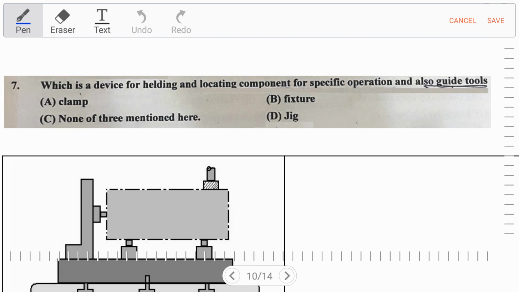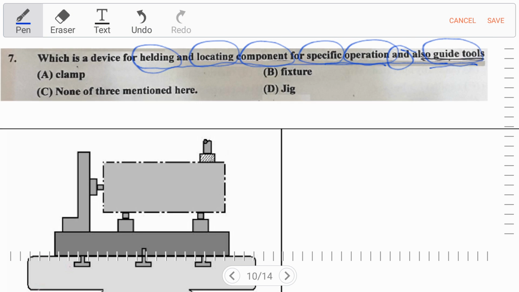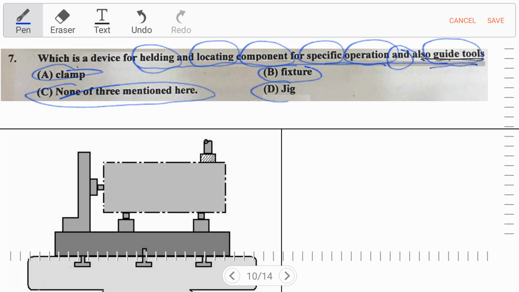Which is a device for holding and locating a component for a specific operation and also guides the tool? Please read this question very carefully. What is the information given in the question? A device holding and locating the component for a specific operation and also guiding the tools. So our options are clamp, fixture, none of the three mentioned here, and jig.